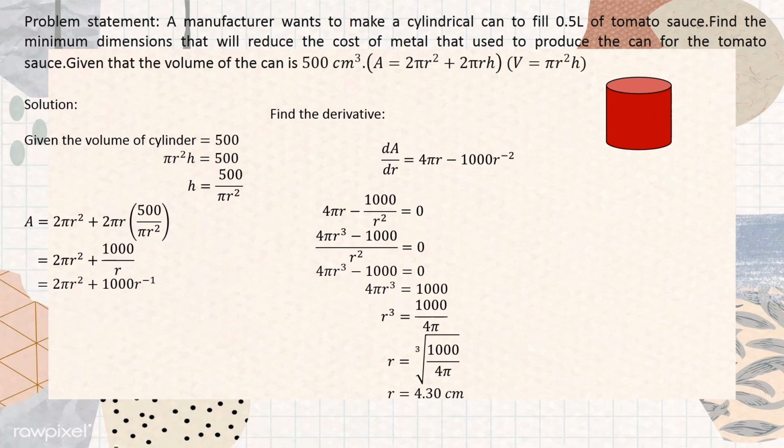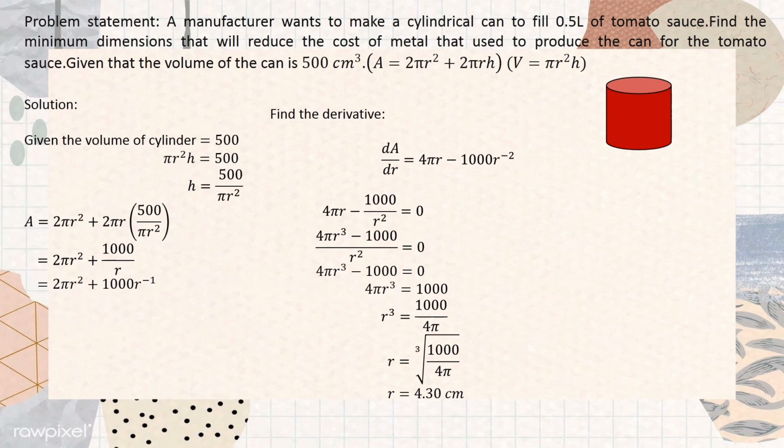Once we have simplified the equation into one variable, we're going to substitute h into the area equation so that we will have only one variable in the area equation. Look back at the formula for area. It is 2 pi r square plus 2 pi r h. When we substitute h, we will get 2 pi r square plus 2 pi r multiplied by 500 over pi r square. So we get 2 pi r square plus 1000 over r, which is similar to 2 pi r square plus 1000 r to the power of negative 1.